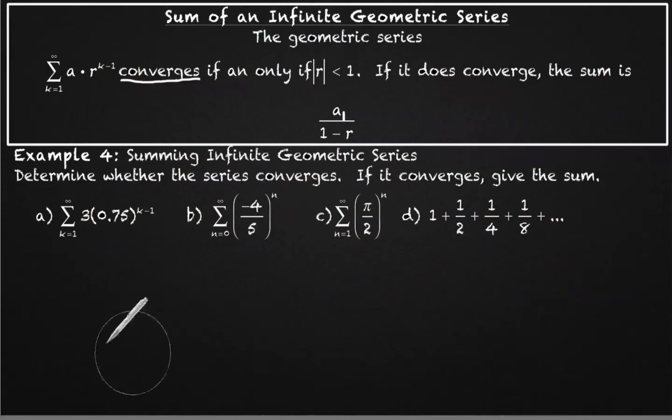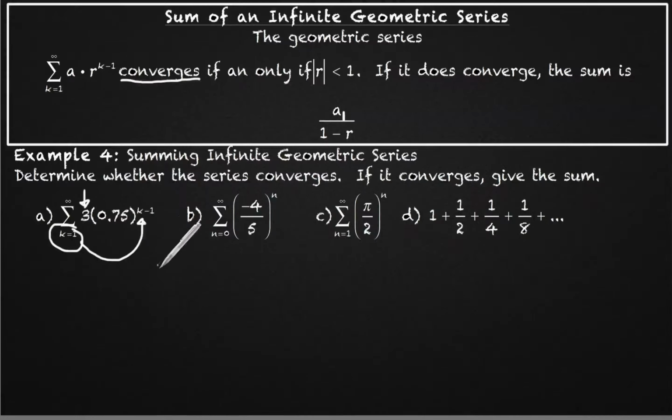Now you have to be careful here because you have to pay very close attention to this index number. A lot of students will think that A1 is simply this number here. It is not always the case. You must plug this index into the formula to figure out the value of the first term. So let's plug in k equals 1. 1 minus 1 is 0. Anything to the 0 power is 1. Times 3 is 3. So we know our A1 is 3.